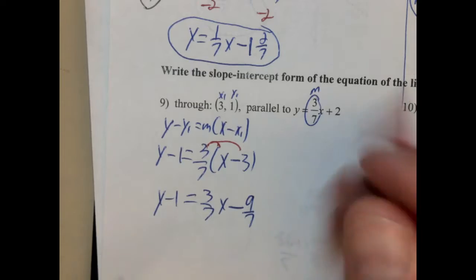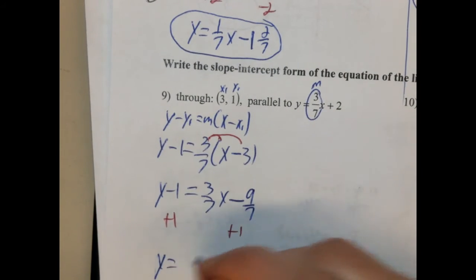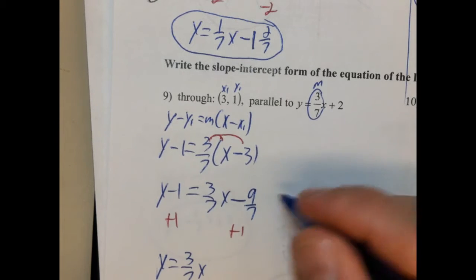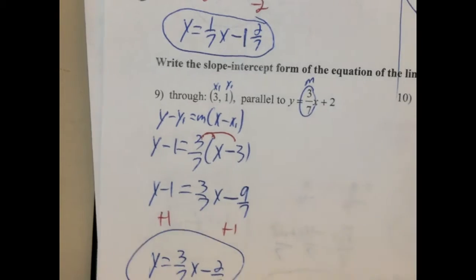And we're going to add 1 to both sides. So y equals 3/7 x. That's 7/7, so negative 2/7. There we go. A lot of screen there, sorry about that.